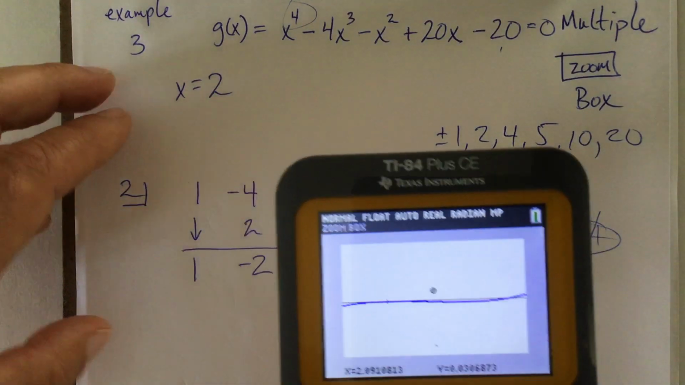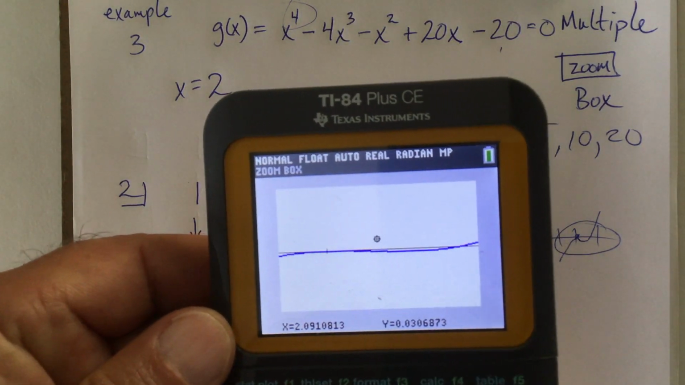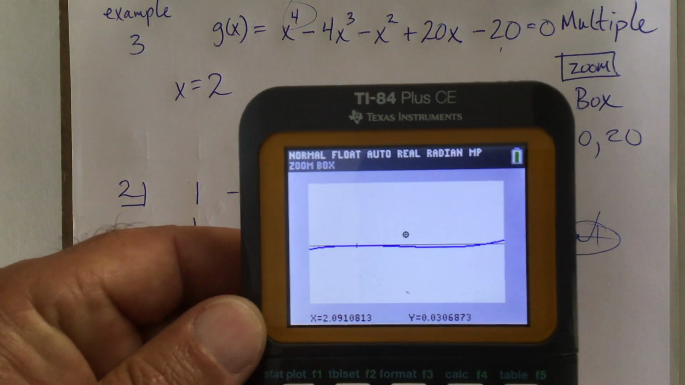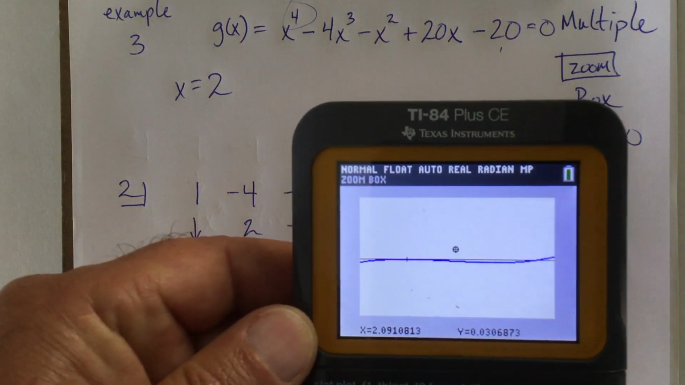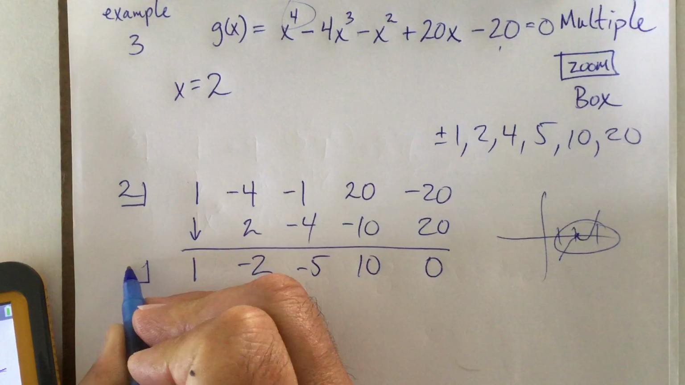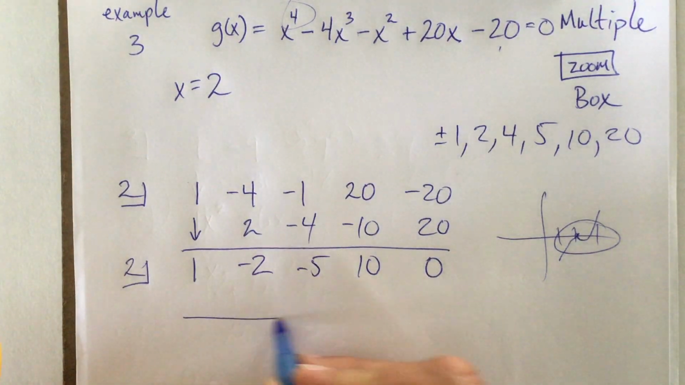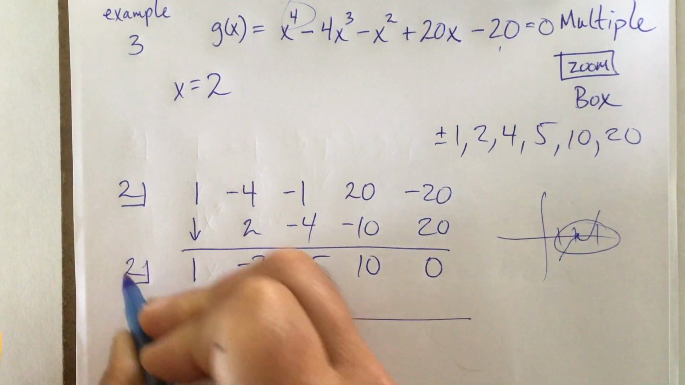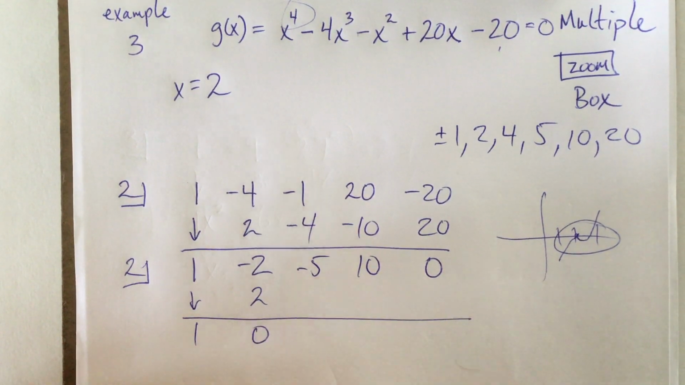But man, that is so subtle. Look at how close that is. I could zoom box again and you get right up on it. But what does that tell me? It says, well, I'm going to go back down here and use 2 again. I'm going to bring the 1 down. I'm going to go 2 times that. And then I go, uh-oh, there's a 0.